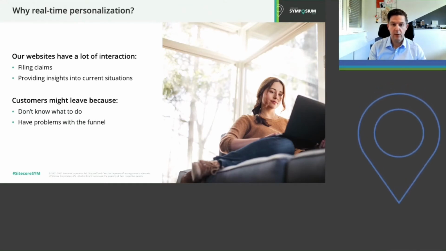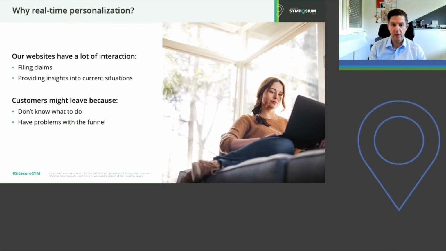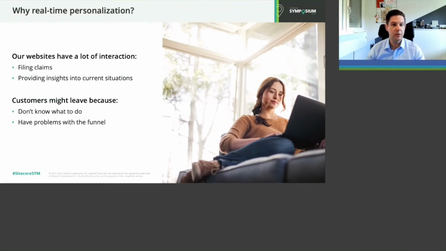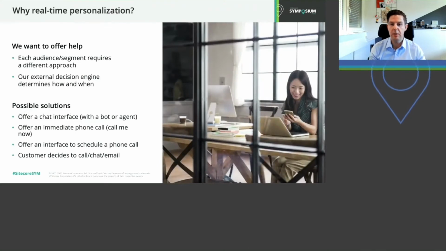So why did we require real-time personalization? In our websites, we have many complex interactions. These interactions might be touch points where customers can leave the website, although we try to design them to be as simple as possible. In some cases, we want to offer help using an intervention, for example, a chatbot, a Call Me Now button, or an option to schedule a phone call.